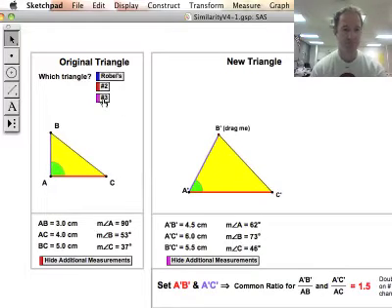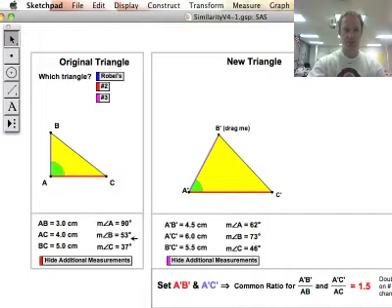Let's look at another triangle. Again, here this purple side divided by that purple side gives you 1.5. The red side divided by the red side is also 1.5, so two side ratios that are the same. Are those triangles similar? Well, no, they're not, because none of these angles are the same.